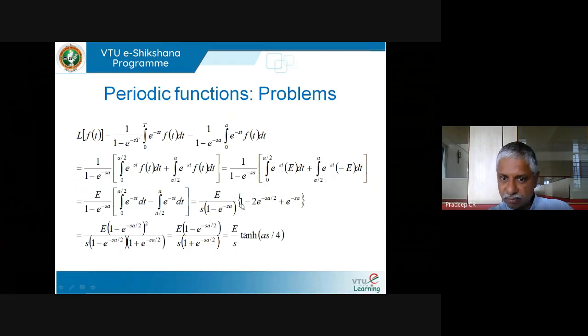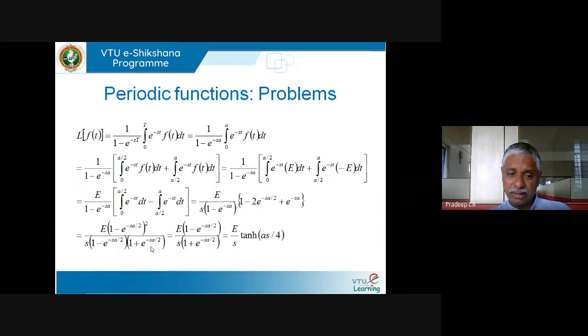Where did you get this from? 1 minus 2 e to the power of minus sa by 2 plus e power minus sa, and here there's one s also coming out, and already there was 1 by e power minus sa, which I have written as it is. Now from here is when your problem starts. Ideally I would have thought this is the end of the problem, but I want to say this is hyperbolic tan of as by 4. So basically, E by s, the remaining term must be hyperbolic tan of as by 4.